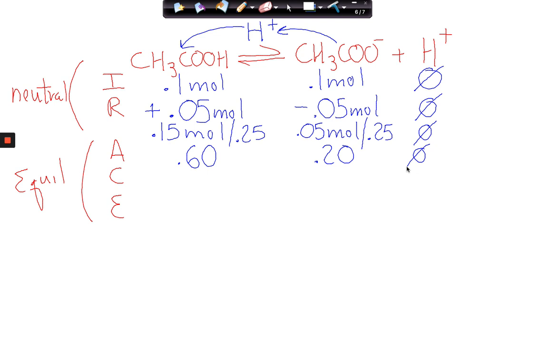Just like before. This goes down by X. This goes up by X. This is X. Now it starts to feel familiar. So then, guys, this would be 0.6 minus X. This is 0.2 plus X. And this is X. Now, guys, at this point we need to talk.